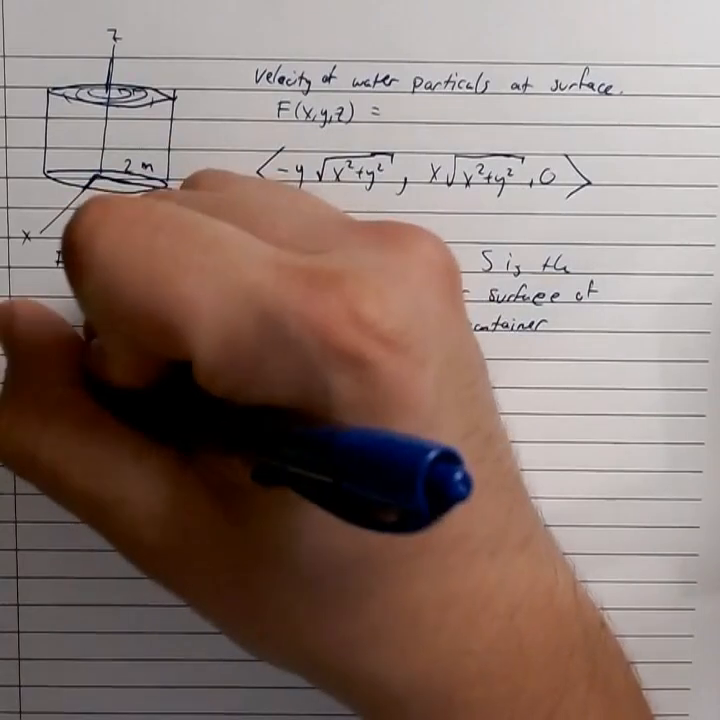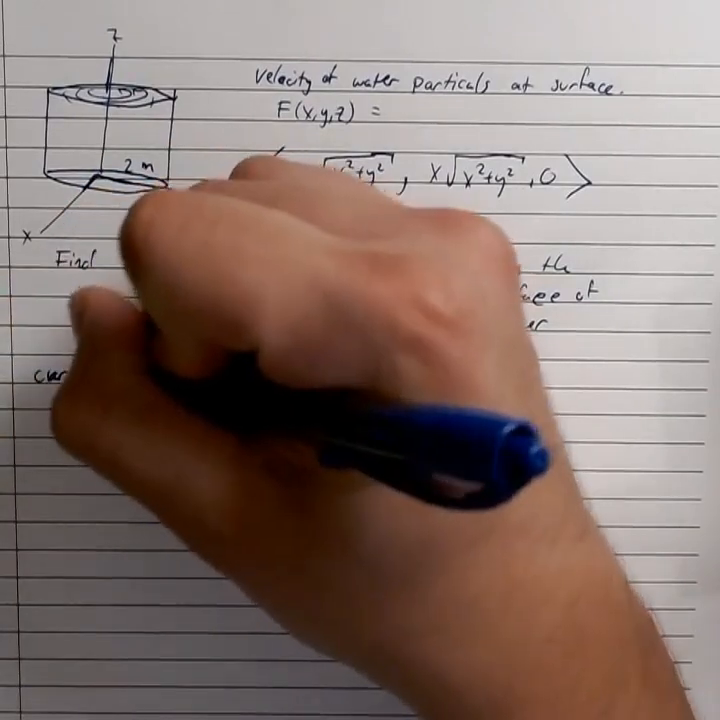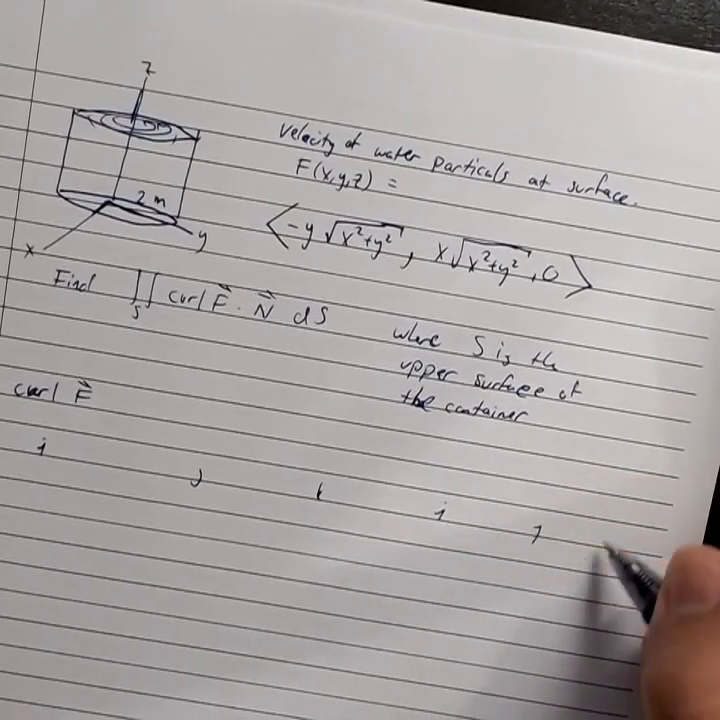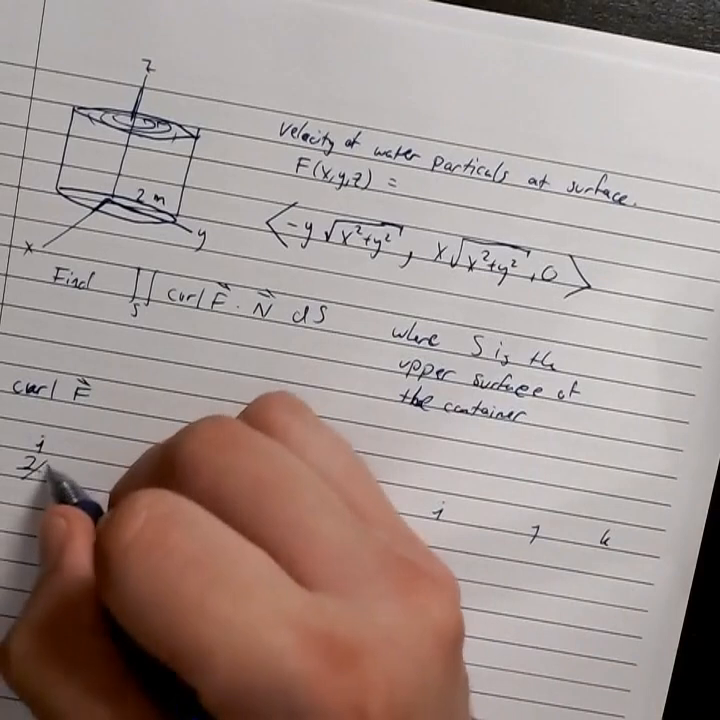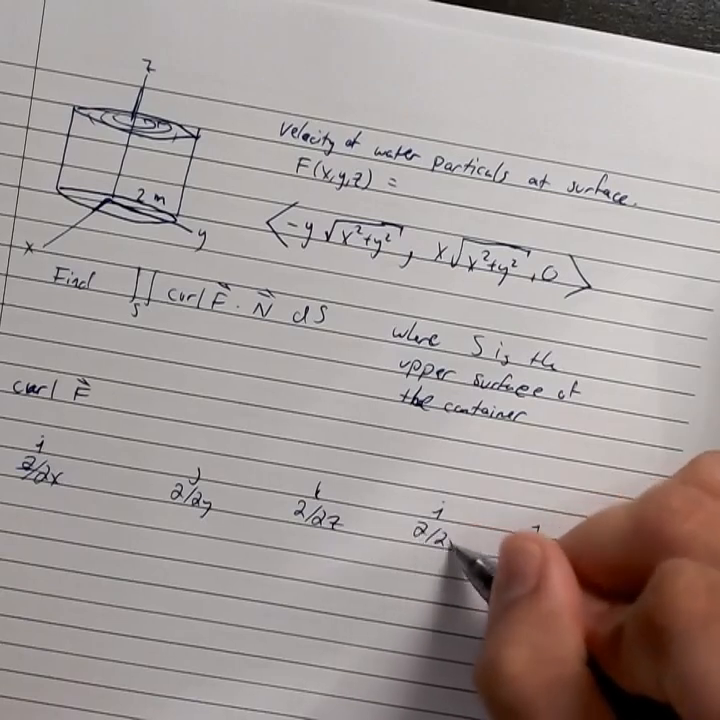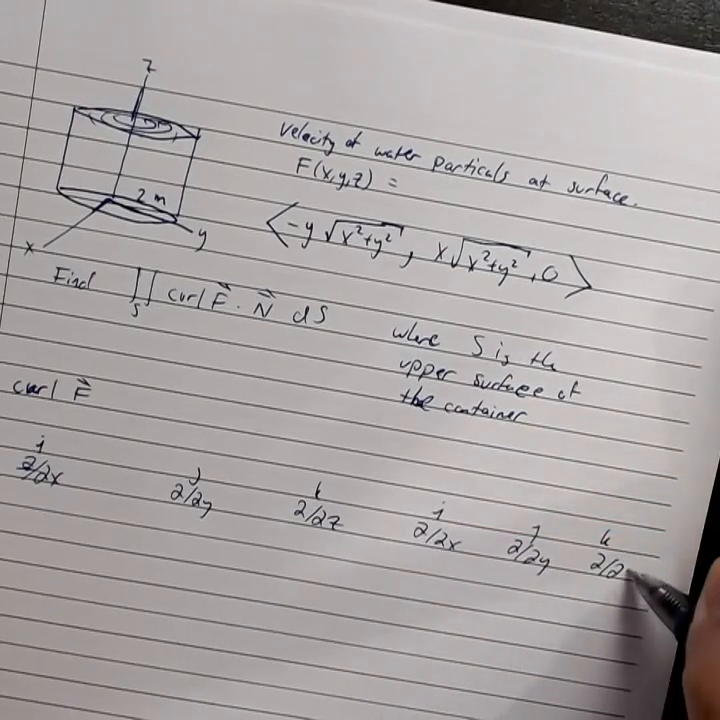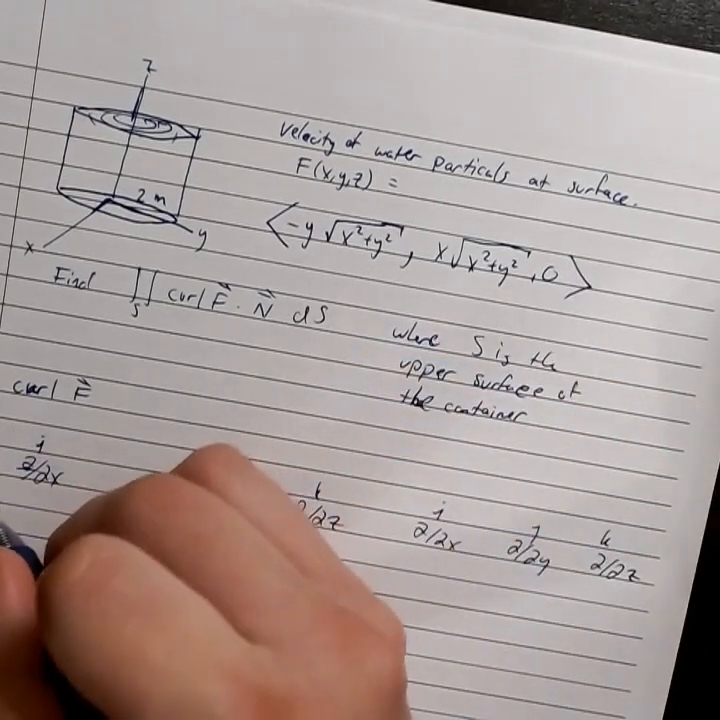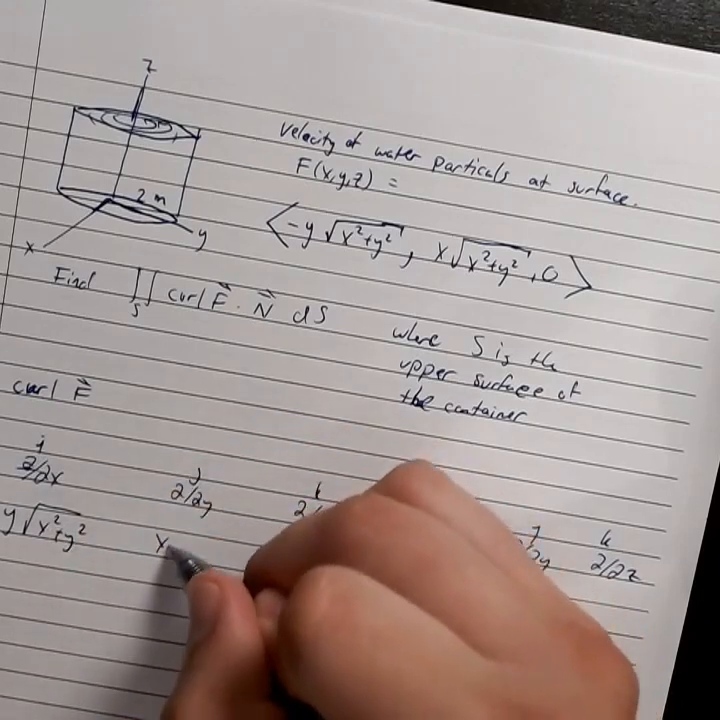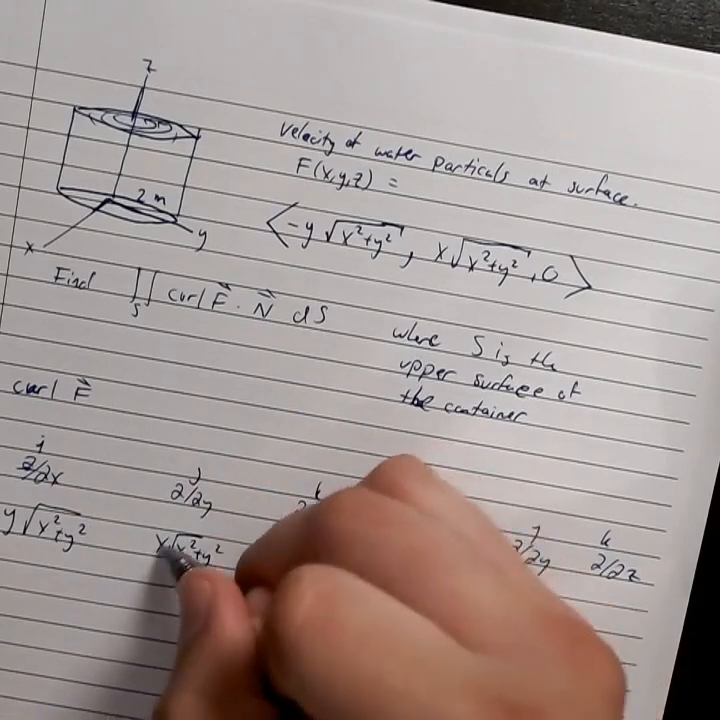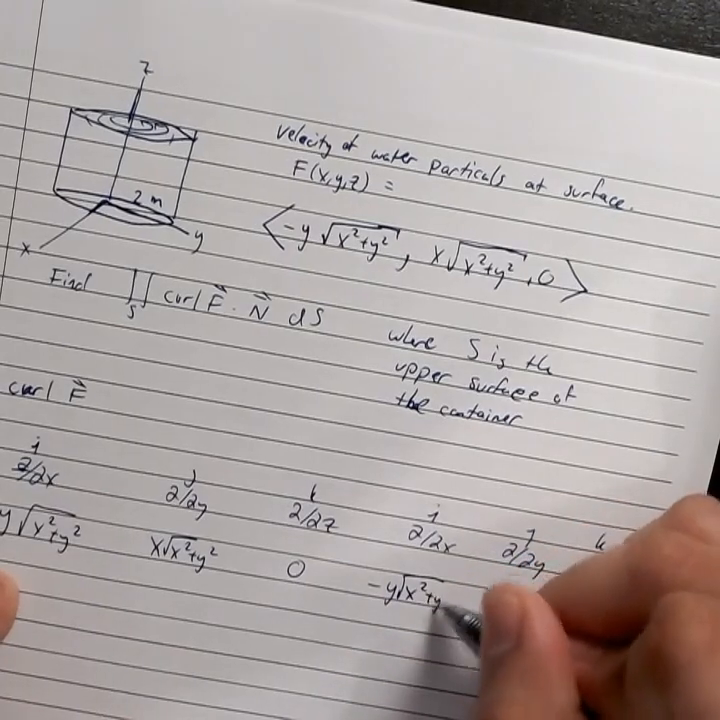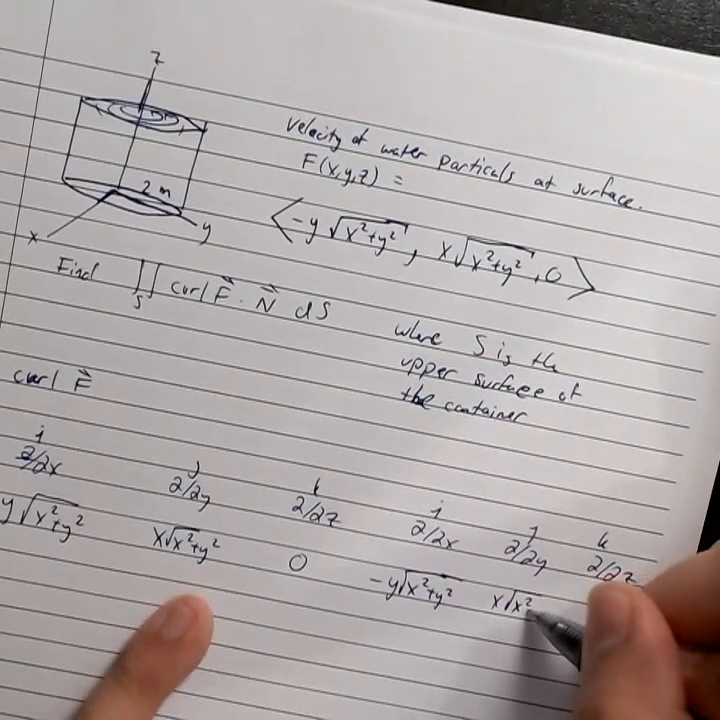Okay, so first of all, let's compute our curl. The curl of f is going to be the determinant with i, j, k, then del x, del y, del z, and then my components: minus y square root of x squared plus y squared, x square root of x squared plus y squared, and 0. And same thing over here: y square root of x squared plus y squared, x square root of x squared plus y squared.